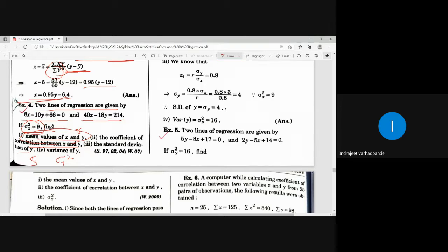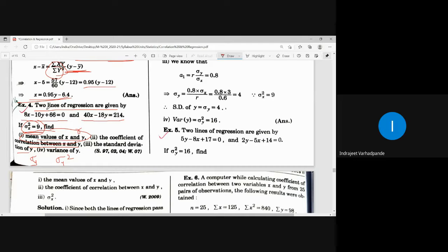Mean values of x and y are given by x bar and y bar. That means the quantities x bar and y bar are to be obtained. Previously, in one of the theoretical or explanation parts, we have seen and written in the notes that these regression lines intersect at x bar comma y bar, or these lines pass through x bar comma y bar.